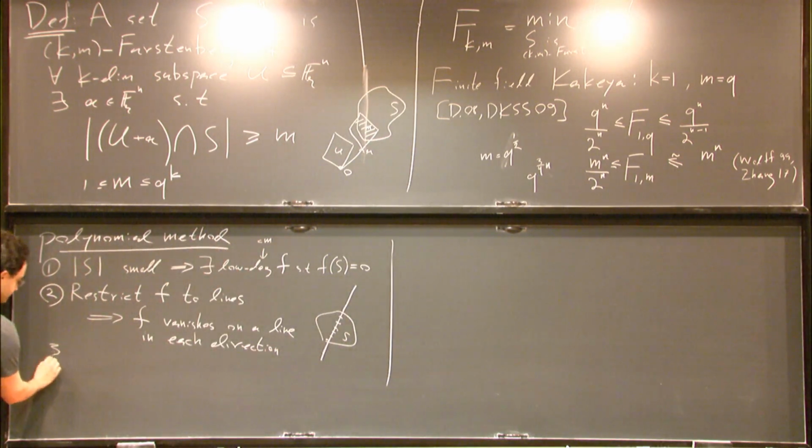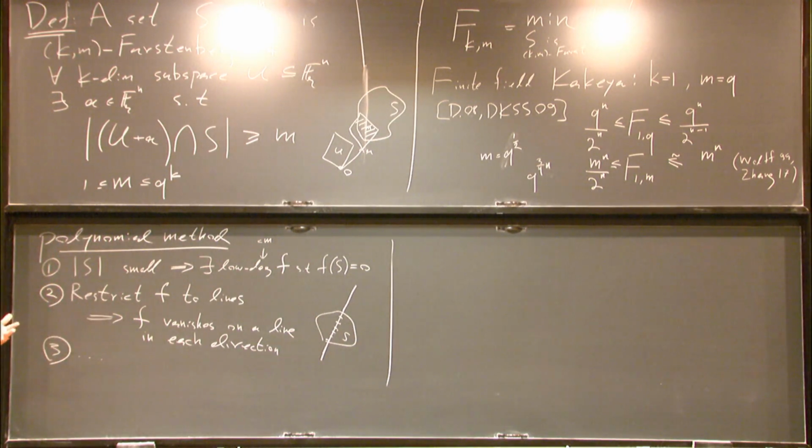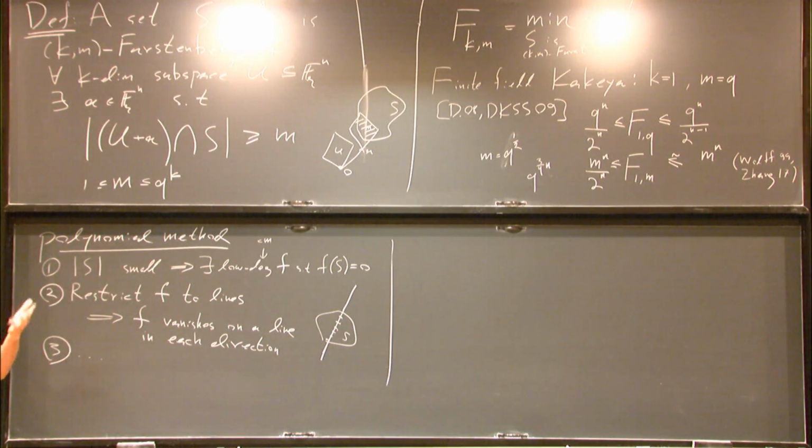And then stage 3 is you piece all this information together to get a contradiction, that f is identically 0. Because if it vanishes identically on a line in every direction, somehow there are too many constraints on f, and you can show that the only solution is 0. So this is not so important. The important thing is step 2, which fails when k is bigger than 1. So any questions?